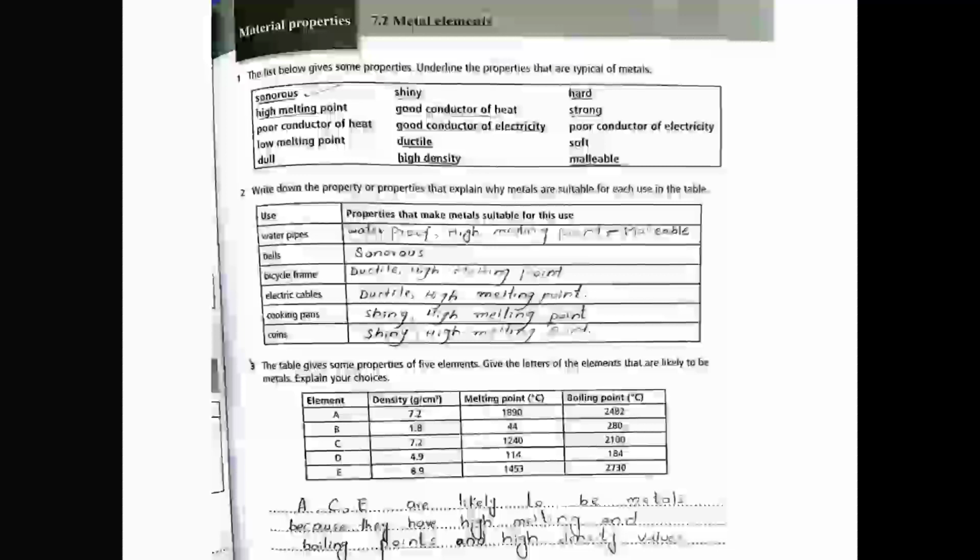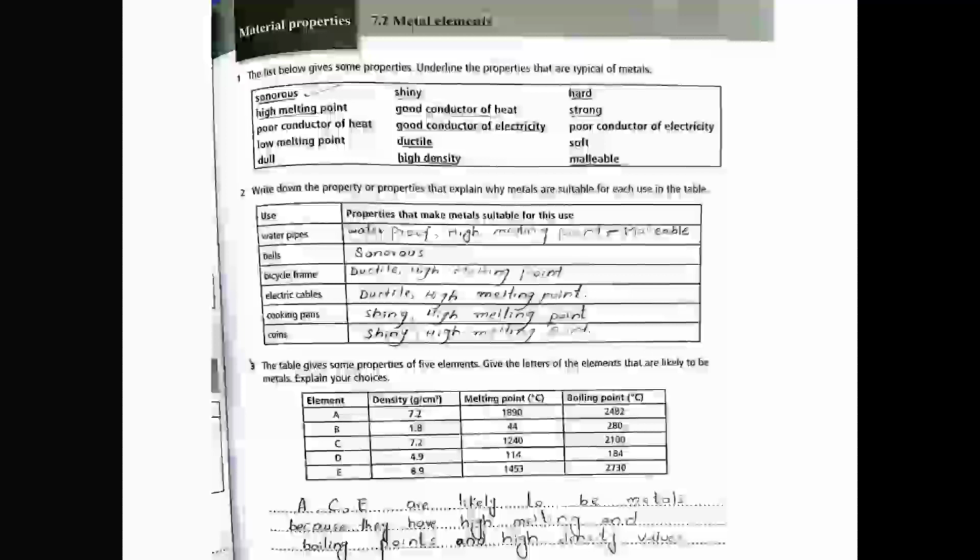So they are sonorous, having a high sound when something touches them. They have a high melting point. They are shiny. They are good conductors of heat and electricity. They are ductile, can be drawn into different wires and different shapes. They have high density. They are hard. They are strong, and they are malleable. Their shapes can be changed easily.